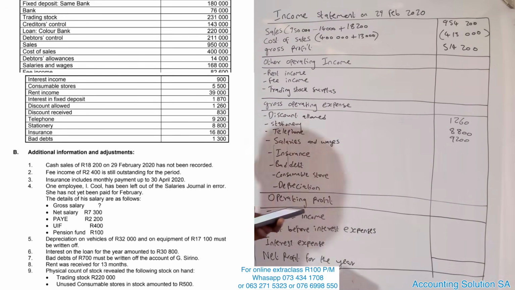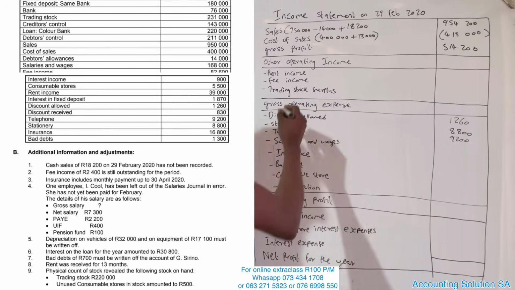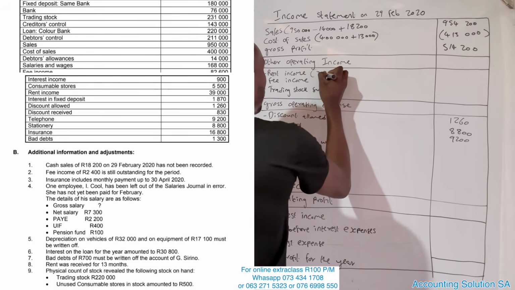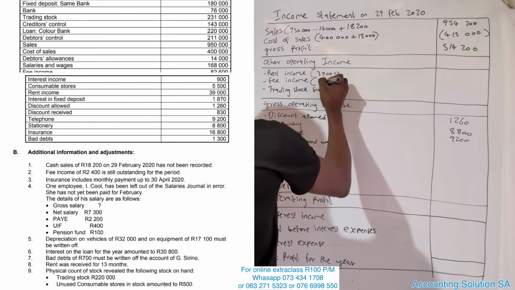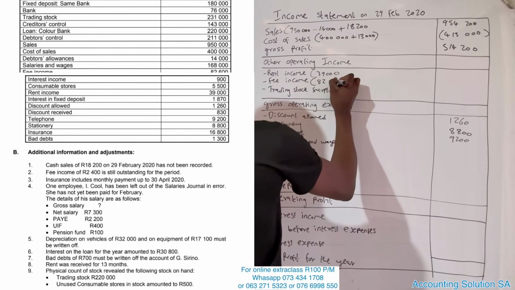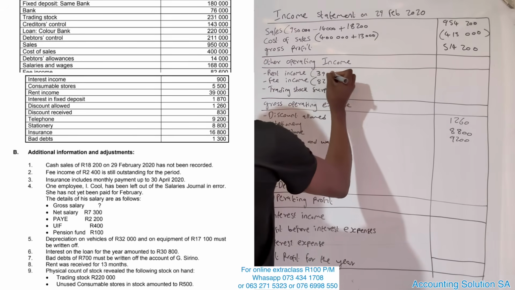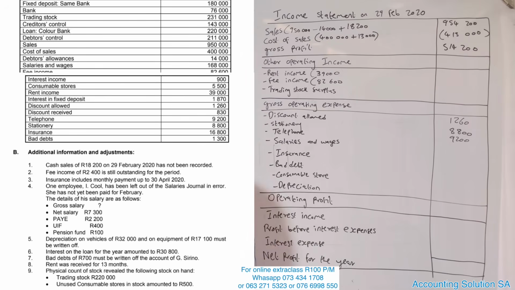Okay. So let's check a rent income that we were given on our trial balance. It was 39,000, and the fee income that was given, it was 82,600. I think we can start with these two. Then after that, we're gonna check a surplus. Okay, the transaction that is related to rent is number 8. Rent was received for 13 months. Guys, rent was received for 13 months.